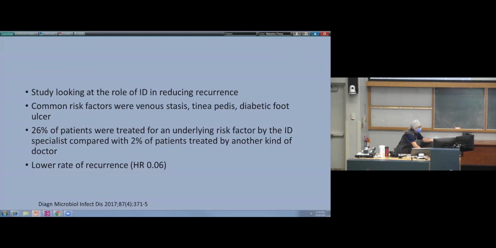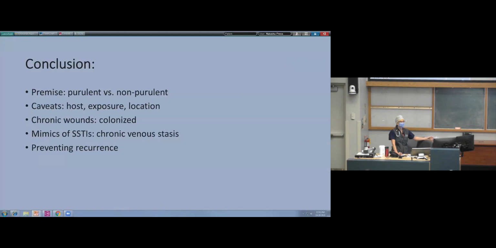So that's really the end of my talk. We started looking at this premise of how we approach skin and soft tissue infections in terms of purulent or non-purulent, and we talked about the antimicrobial management, with the caveat that the history is really important in terms of exposure, location in the body, and the host. We talked about chronic wounds being colonized, but that they can also have secondary skin and soft tissue infection. We talked about mimics of skin and soft tissue infection, particularly chronic venous stasis being the most common mimic. And then we talked about some ways to prevent recurrence, both in terms of purulent and non-purulent infections. Thank you.